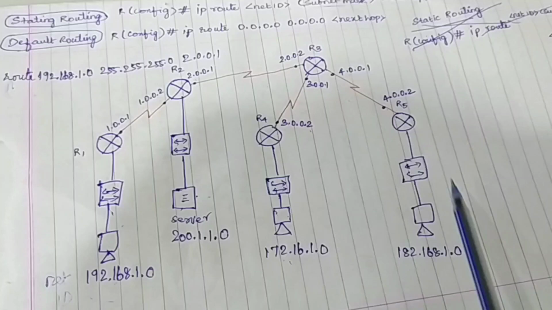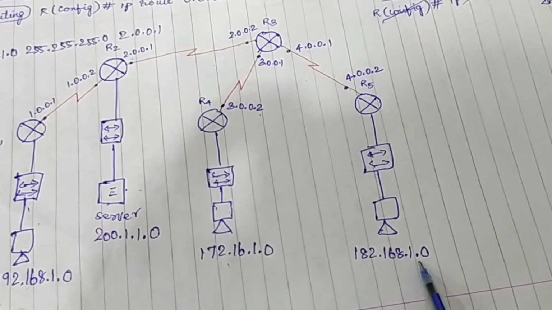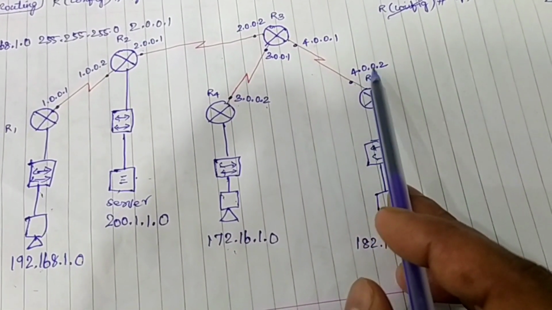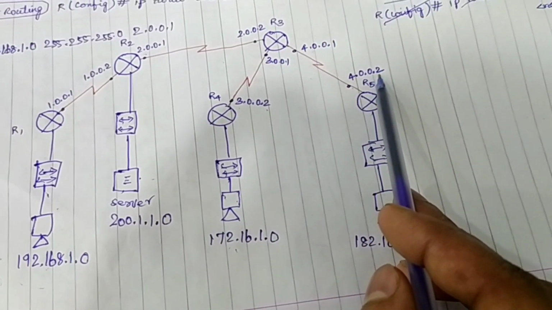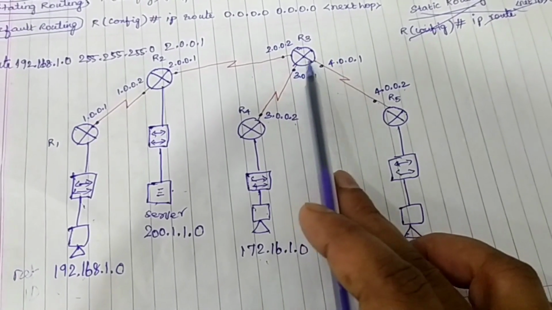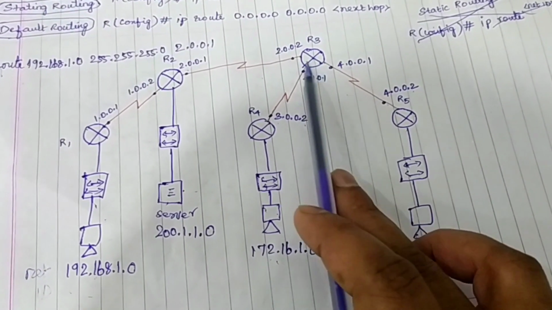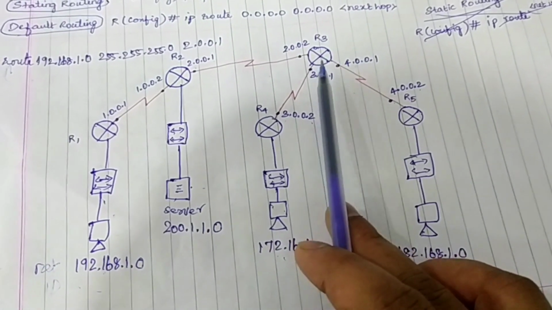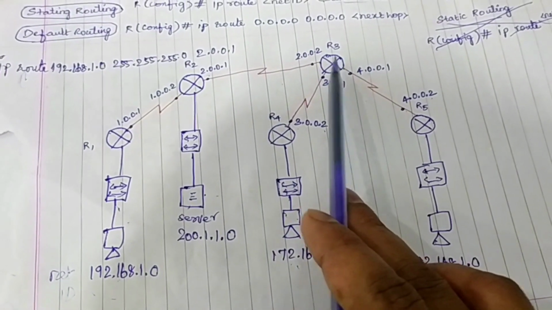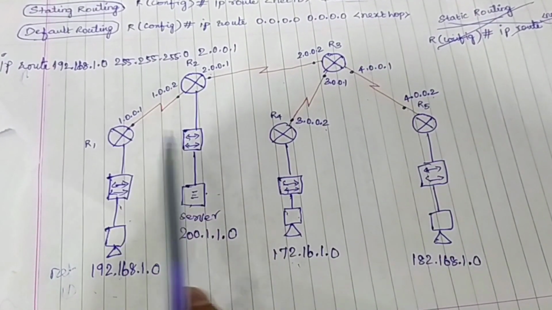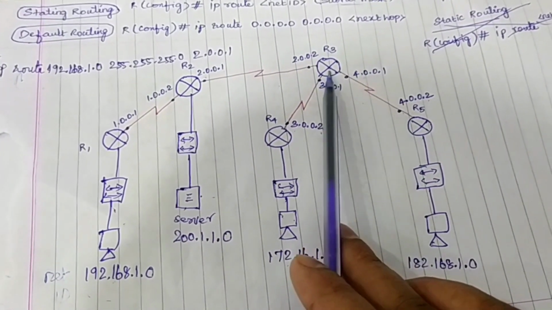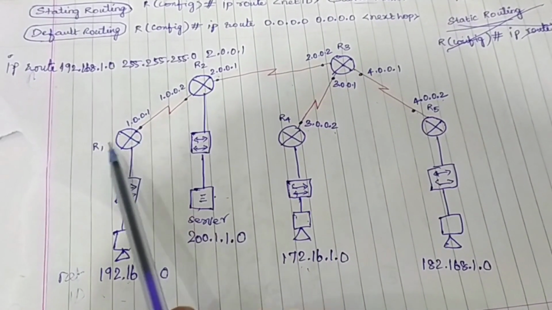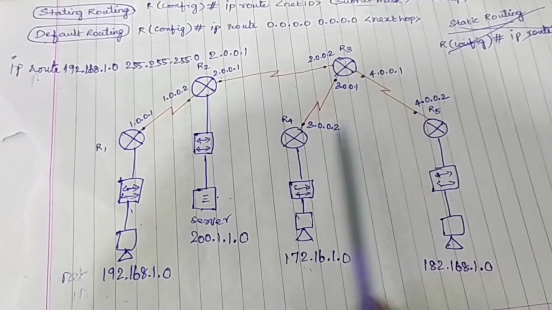And from R3 to reach the 182.168.1.0 network, the next hop is 4.0.0.2. So that's it. Static routing is done. We have done it on R3. Okay. Now the next one, default routing, we have to do on the remaining routers. R3 we did static routing. Now default routing you have to do on the remaining 4 routers, R1, R2, R4 and R5.